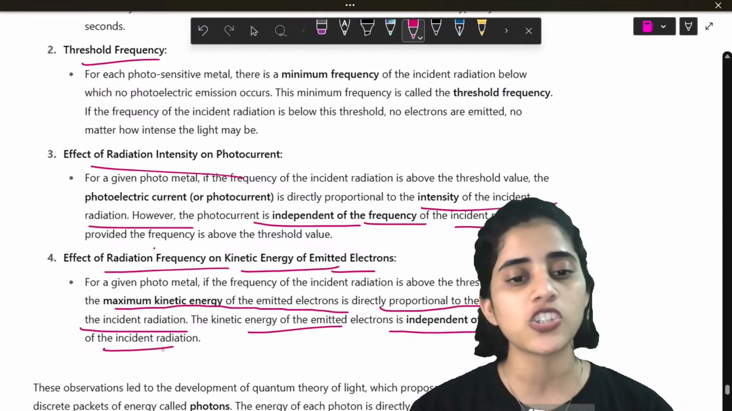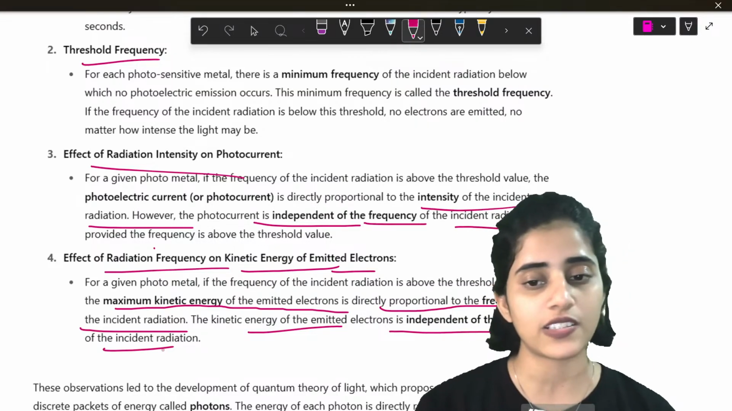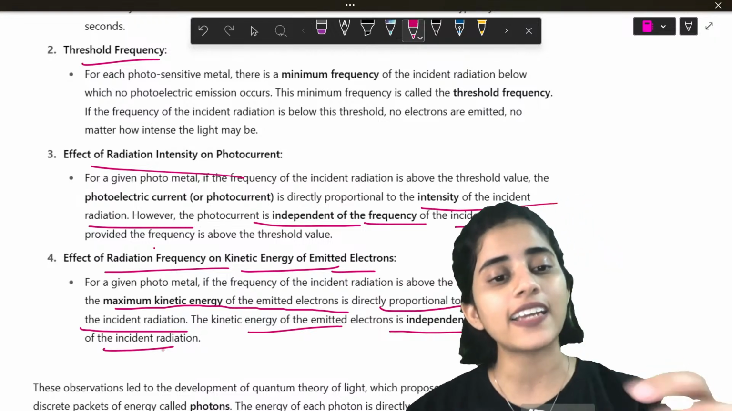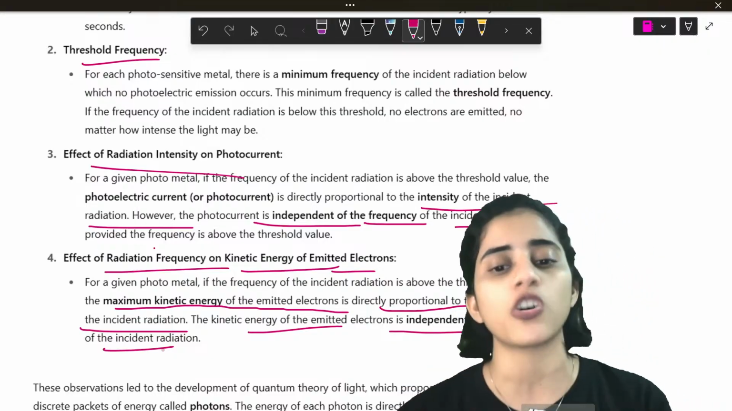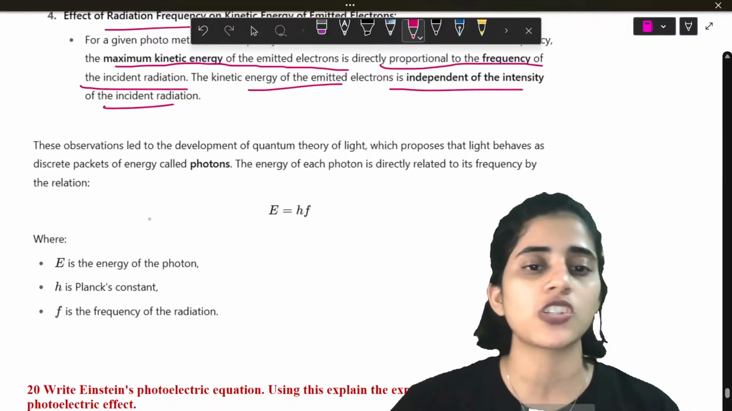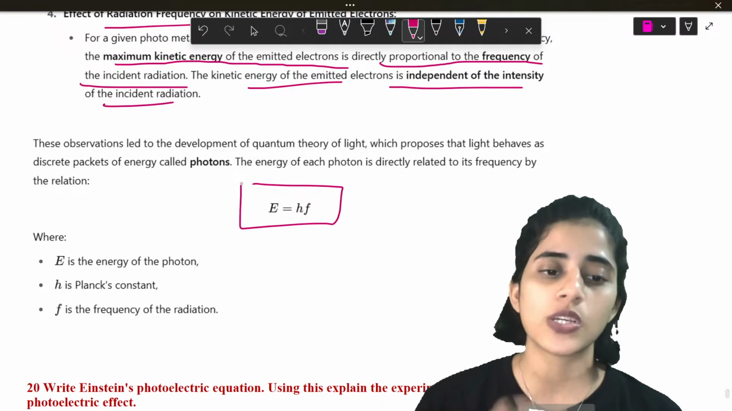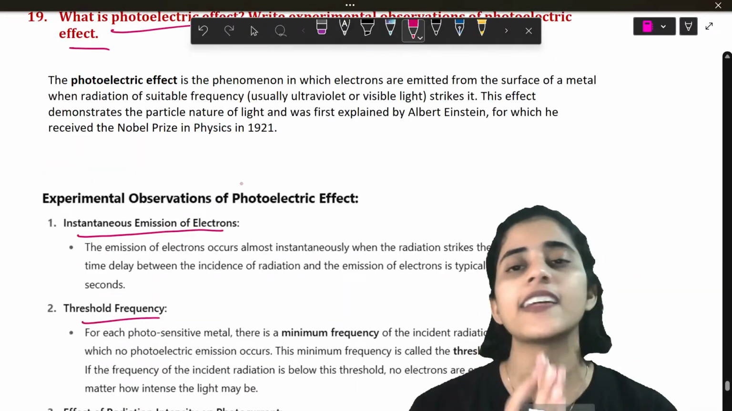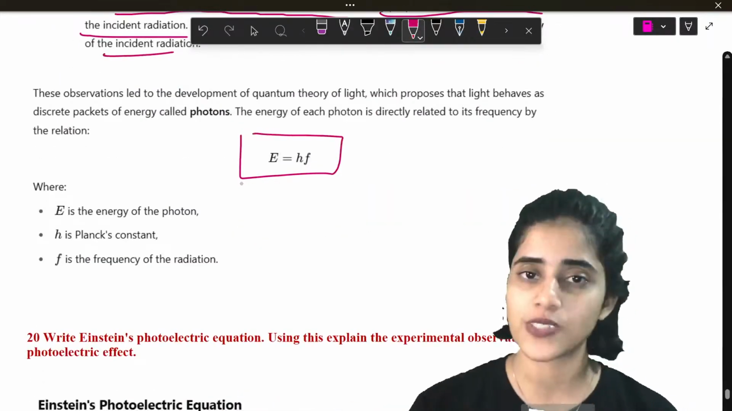These are the observations that led to the development of a theory called the quantum theory of light. In the quantum theory of light, the idea came that light behaves as packets. Light has packets of energy called photons, and each photon is related to its frequency by the relation E equals h nu. E equals h nu was derived from these relationships. These were all analyzed by famous scientists. They did lots and lots of work and found out all of this.